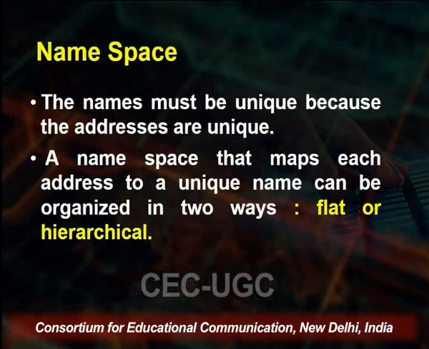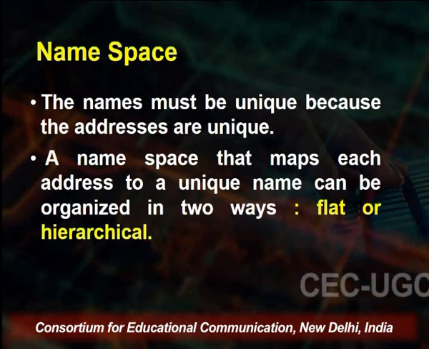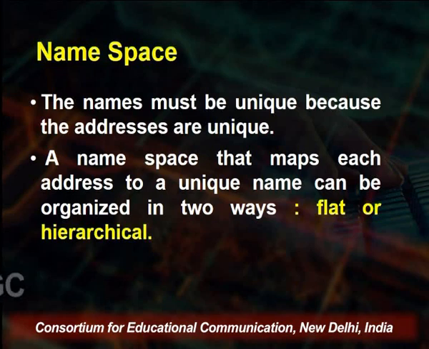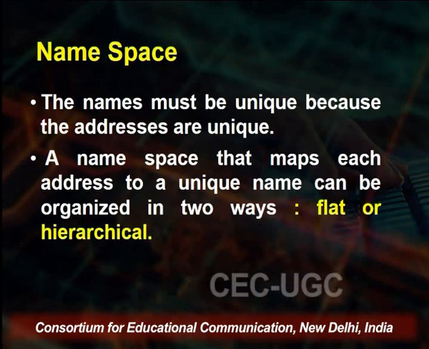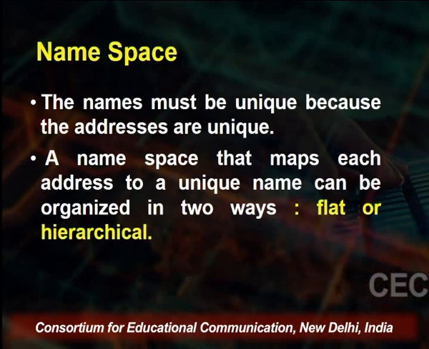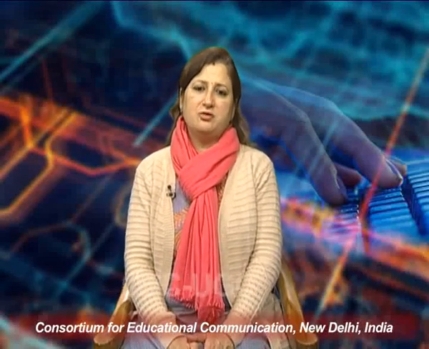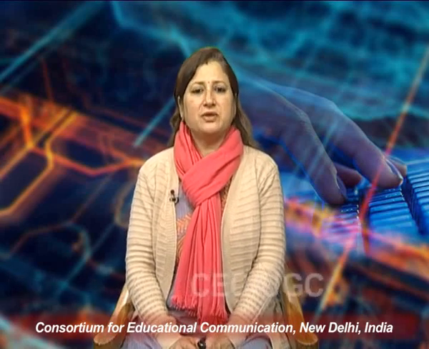So the namespace that maps each address to a unique name can be organized in two ways. That is, it can be a flat namespace, or it can be a hierarchical namespace. Either way, we can organize the namespace. A flat namespace means that a name assigned to an address is a sequence of characters without any structure. The names may or may not have a common section, so it has no meaning.